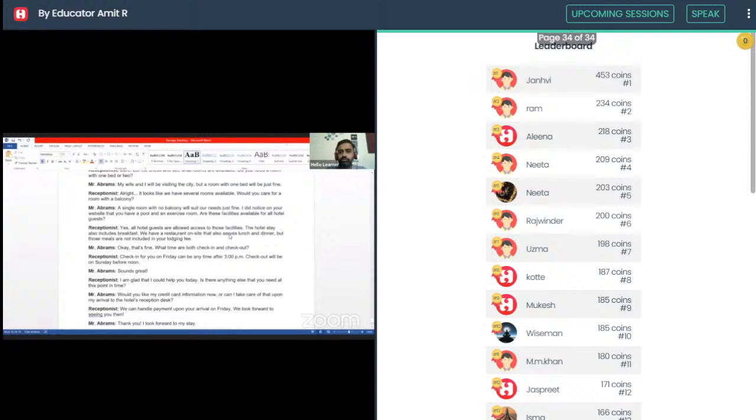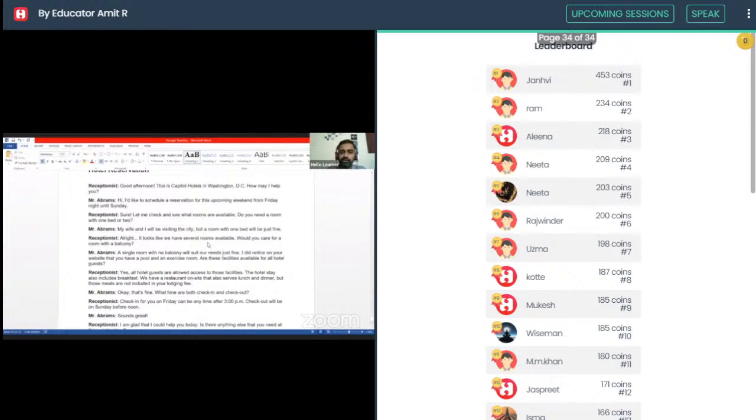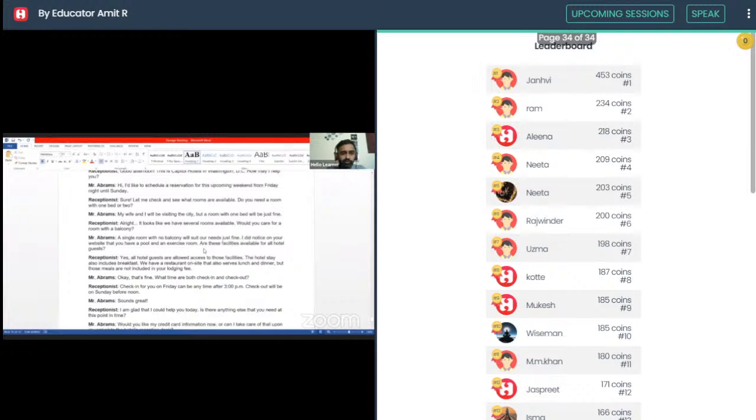Okay? So the hotel stay also includes breakfast. This basically means that the amount that you pay will include the breakfast, but not lunch and dinner. That is, you need to order and pay separately. That's what it basically means, not included. Yeah. So that's it. Pretty straightforward. There's nothing much here apart from a couple of words.